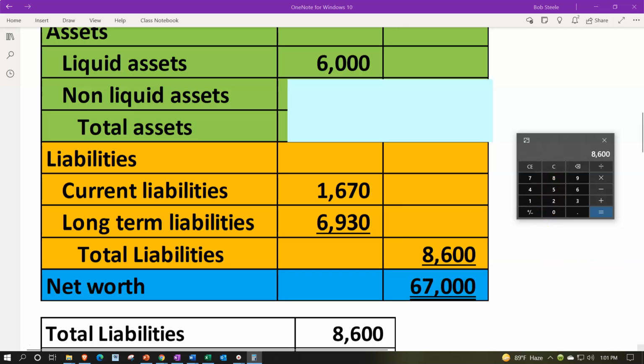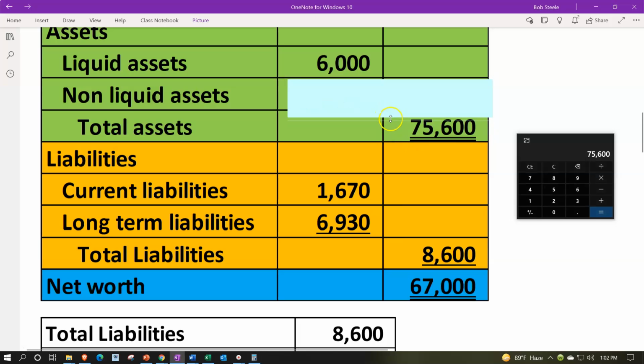And if the net worth then is at the 67,000, I know that the total assets minus the liabilities has got to equal the net worth. So total assets minus that has got to be equal to the 67. So I should be able to take the 67,000 plus the 8600 to get the total assets, 75.6, because the 75.6 minus the 8600 would give us the 67. And if I have liquid assets of 6,000, then whatever the difference is to get to the 76.6 has got to be what we'll just group as non-liquid assets.